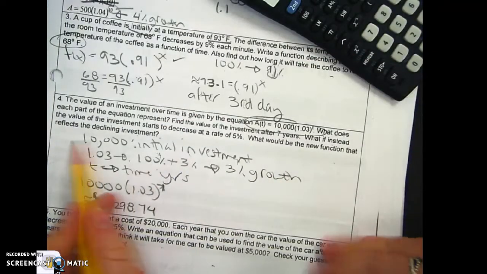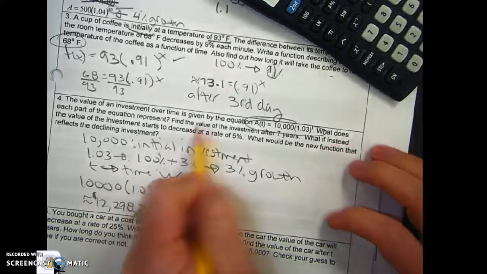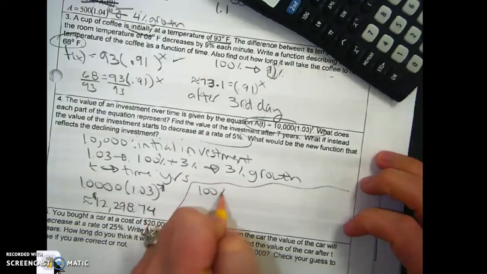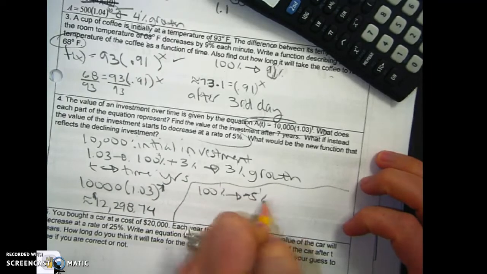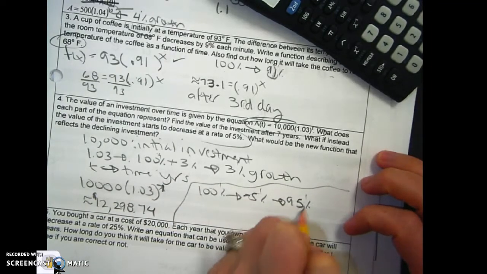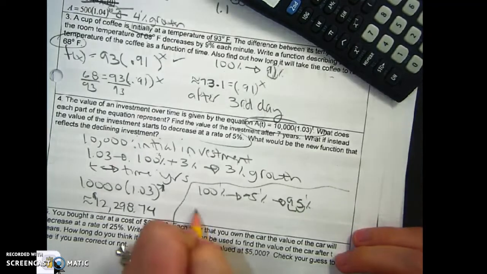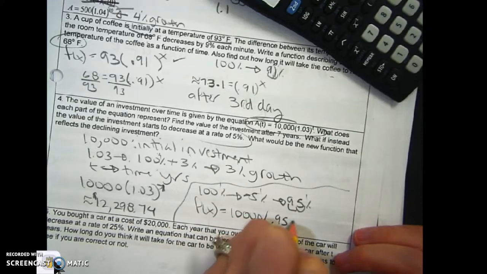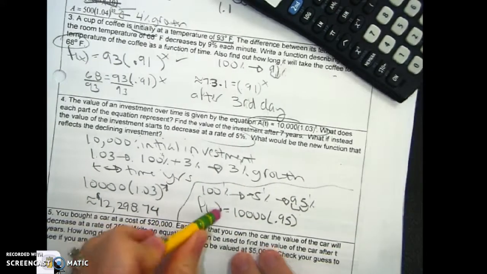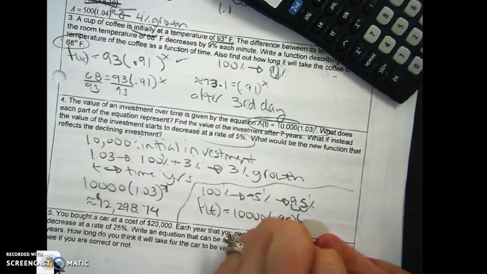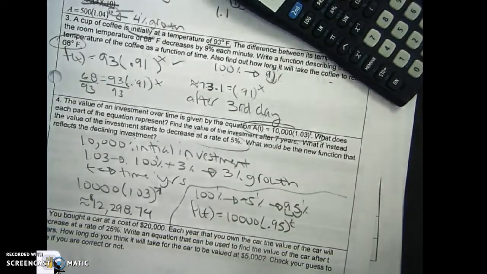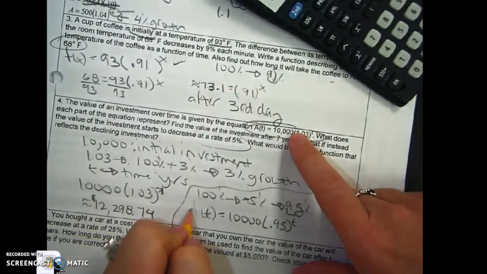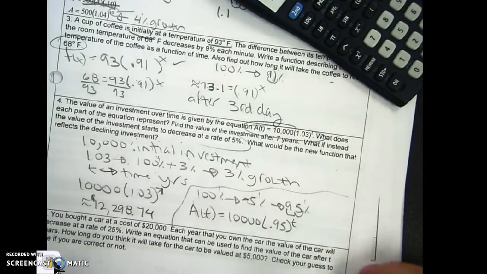Now it says, what if instead the value of the investment starts to decrease? Okay, so if it starts to decrease, it was at 100%, but now you take away 5%, so you're at 95%, which means 0.95. F of x equals 10,123 times 0.95. Oops. Since I'm talking about t as time, I need to go f of t. Okay? Oh, and it looks like they put A of t, so I should copy it. All right. And then what would be the new function that reflects the declining investment?